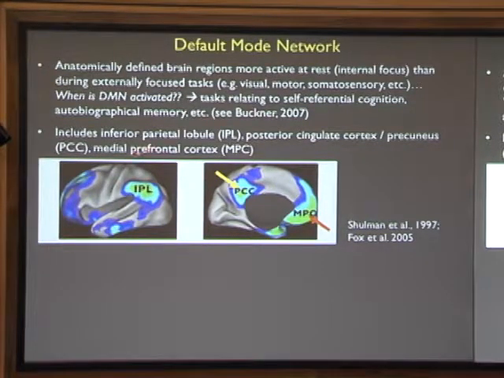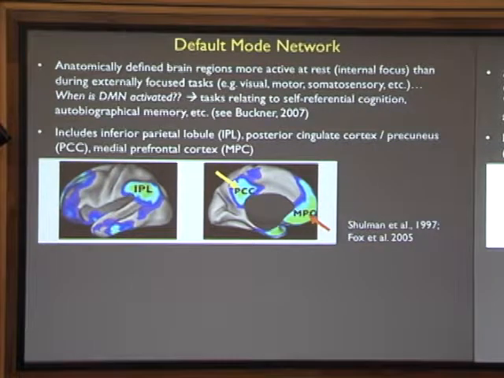And this part of the brain, to be a little more specific here, is the inferior parietal lobule, the posterior cingulate cortex, precuneus, and medial prefrontal cortex. So here's the PCC, the posterior cingulate, and the medial prefrontal cortex. And that was a very interesting observation back in, I think, 1997 by Shulman et al.